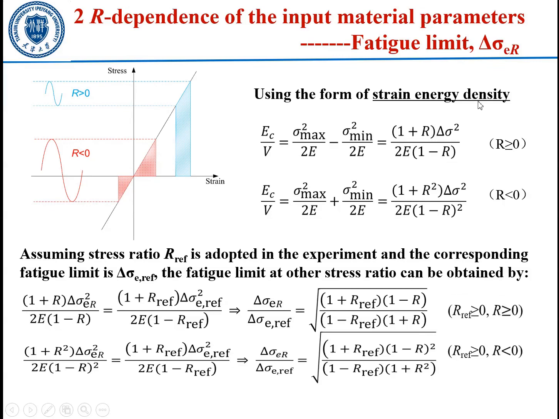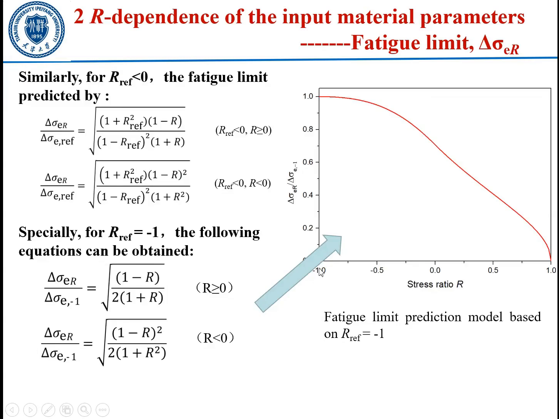If we use the strain energy density to represent the critical energy, it can be easily obtained from the stress strain curve. For the stress ratio bigger than 0, it can be expressed by the first equation, and for the stress ratio smaller than 0, it can be expressed by the second equation. Now, assume one test is carried out at the reference stress ratio R_ref, and the corresponding fatigue limit is delta sigma_E,ref. Then the fatigue limit at other stress ratios can be obtained by the following equation. These two equations are for the reference stress ratio bigger than 0. Similarly, for R_ref smaller than 0, the following equation can be obtained. Especially for R_ref equals minus 1, the following equation can be obtained.